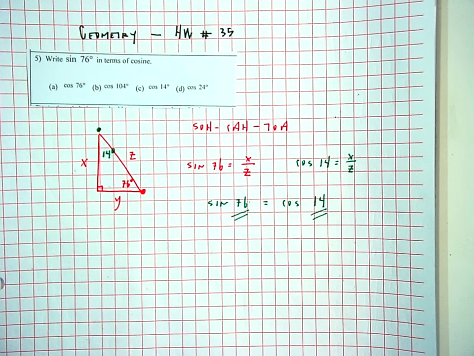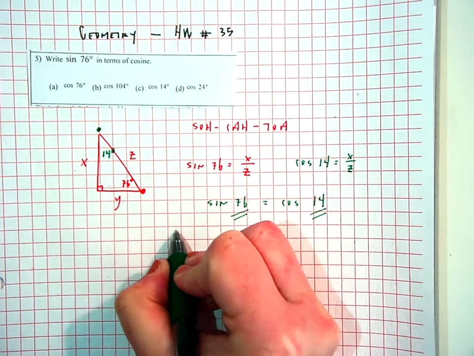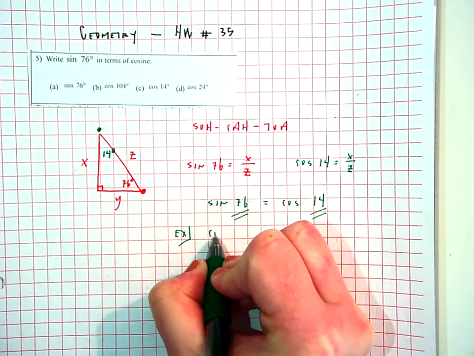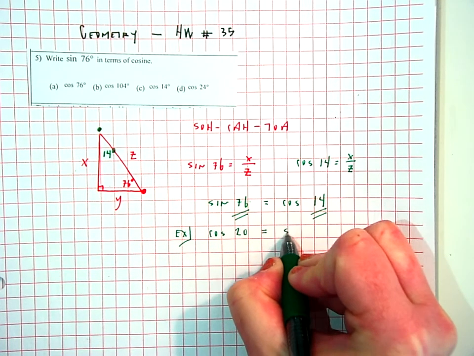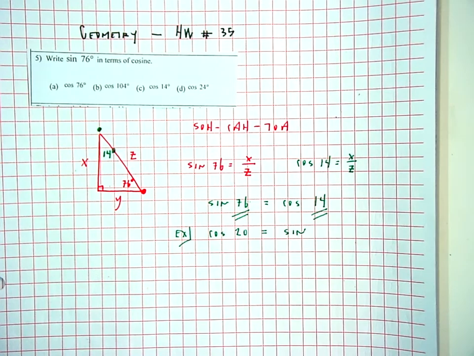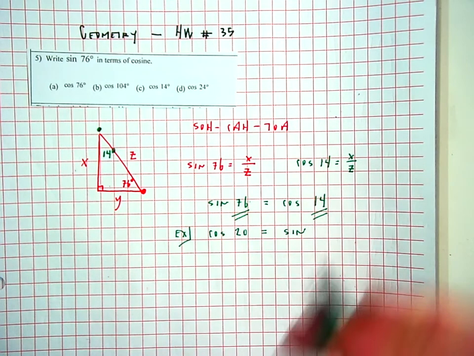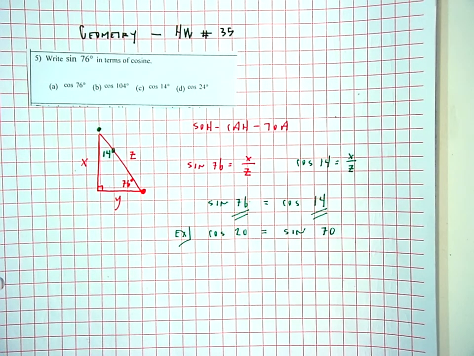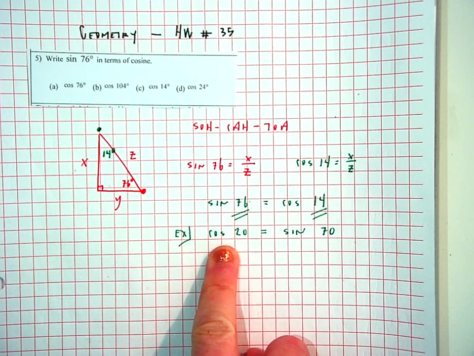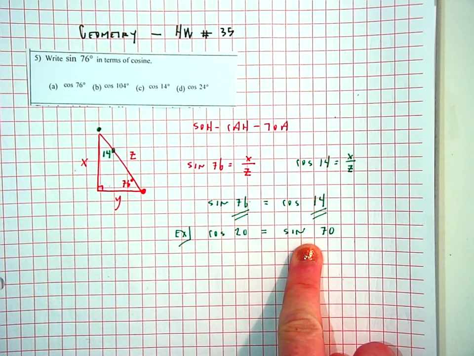So to give you one other example, let's say that I told you cosine 20. What will that be equivalent to? Well, I'm just thinking, well, what's 90 minus 20? That would be 70 degrees. So that would be the same as sine 70. They would have the same ratio. For cosine, the sides that are adjacent to hypotenuse would be the same over here as the sides that would be the opposite over the hypotenuse.